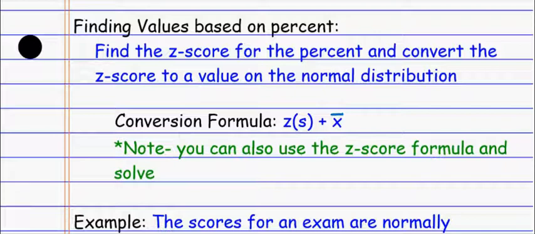So now we're going to take this a step further. I'm going to find values based on that percent. So once again, I'm going to identify the z-score associated with the percent, and then I'm simply going to convert that z-score to a value on the normal distribution. Okay. To convert this, here's the little conversion formula that I'm going to give you. Basically, z is the z-score itself. S is the standard deviation.